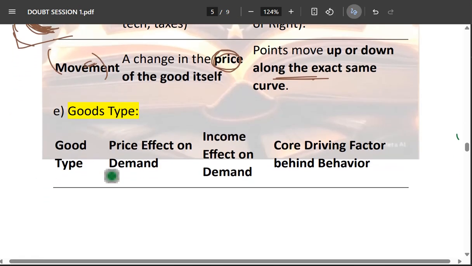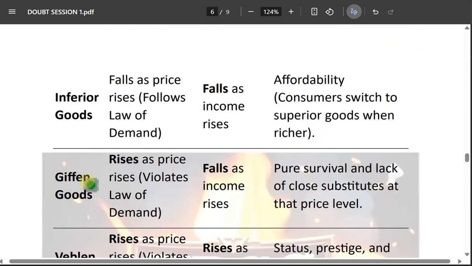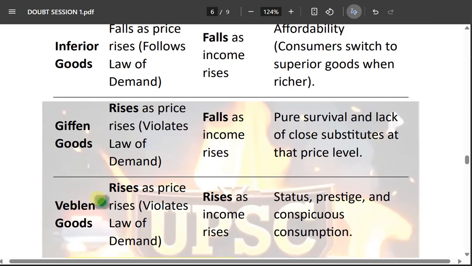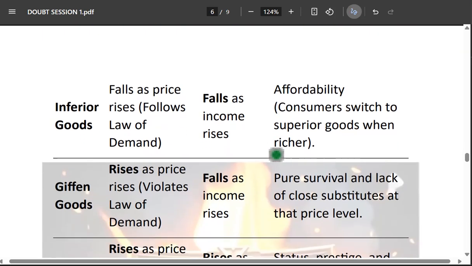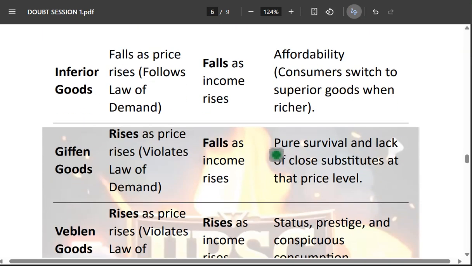So next, one student has asked about the types of goods like inferior goods, Giffen goods and Veblen goods, and what is the difference between them. So let us study. First column, goods type, price effect on demand, income effect on demand. If price varies, how is the demand? If income varies, how is the demand? And the core driving factor behind the behavior. If demand is increasing or decreasing, then why? What is the core factor? We'll also study that, so that there is a holistic cover of everything about these goods.